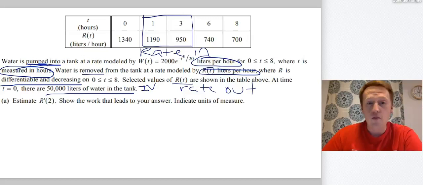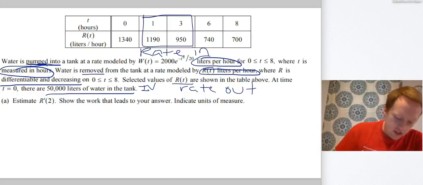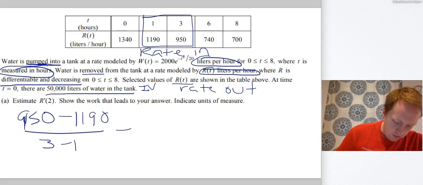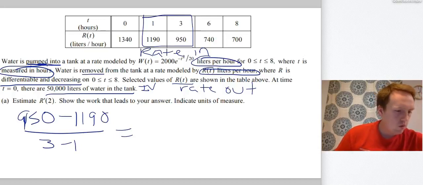Now, I'm going to do average rate of change for this. Average rate of change is the best we can do for getting derivatives when we have a table of values. We can only estimate them. So we're going to do 950 minus 1190 divided by 3 minus 1. And that is equal to, once you do all the division and all that fun stuff, negative 120.